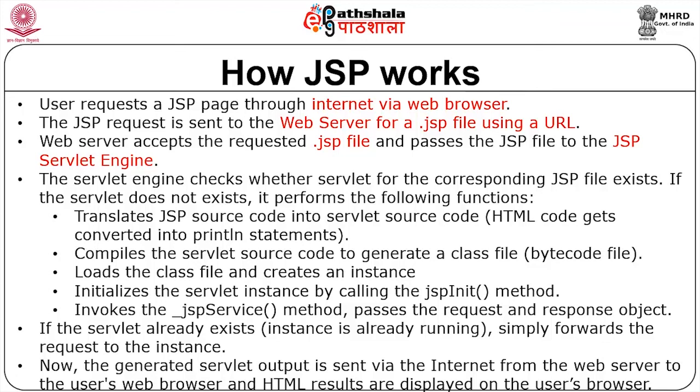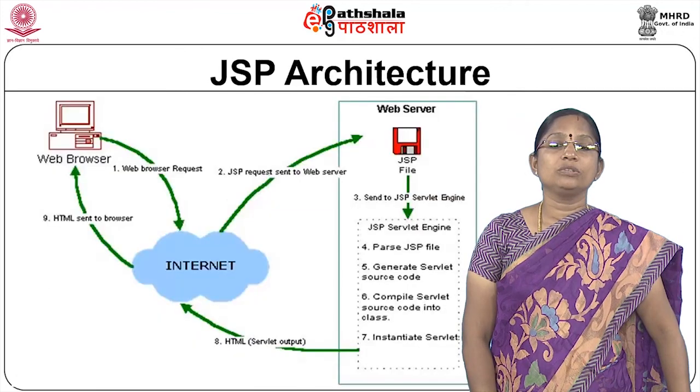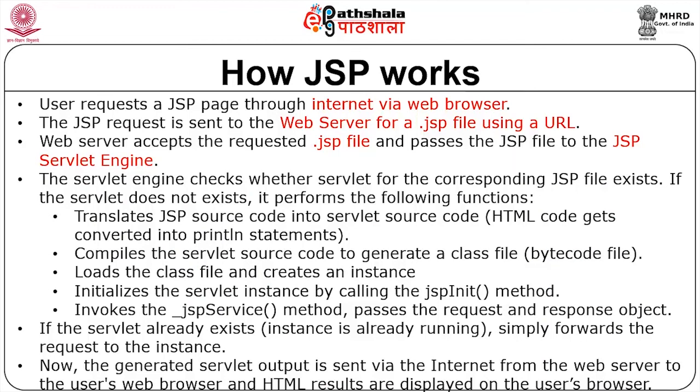Then it loads the class file and creates an instance. If we go through the last one, instantiating a servlet takes place by initializing the servlet instance by calling the JSP init method. After initialization, it invokes the appropriate JSP service method and passes the request and response objects. The whole process takes place if the servlet engine finds that the particular servlet does not exist. Suppose the servlet already exists, that is, the instance is a current or earlier instance which is already running, then it simply forwards the JSP request to that corresponding instance. Once it has been forwarded, the response object is created.